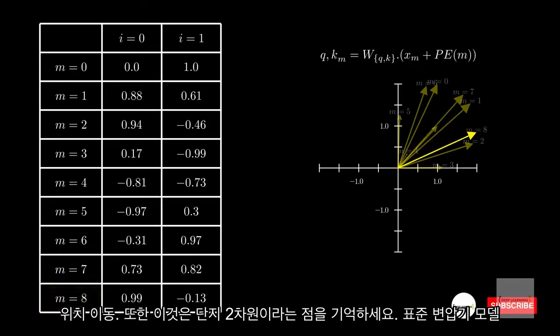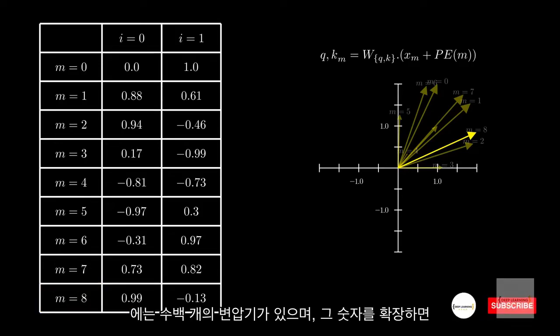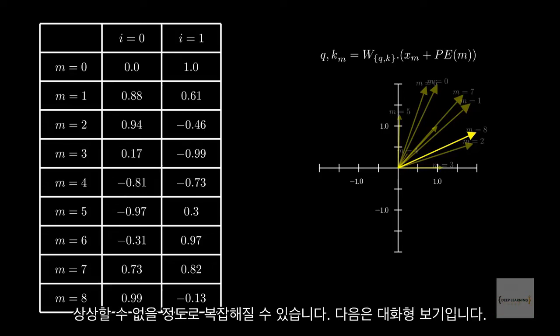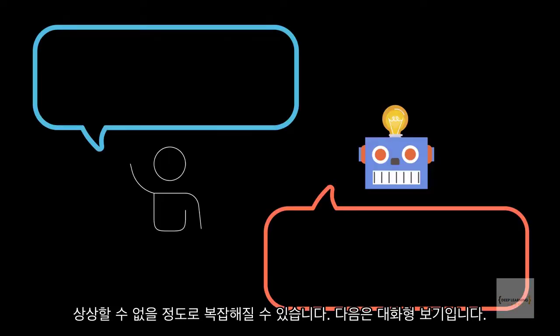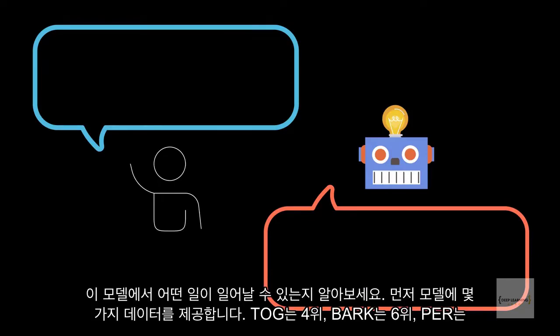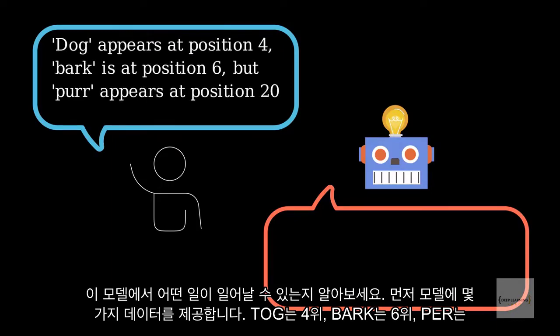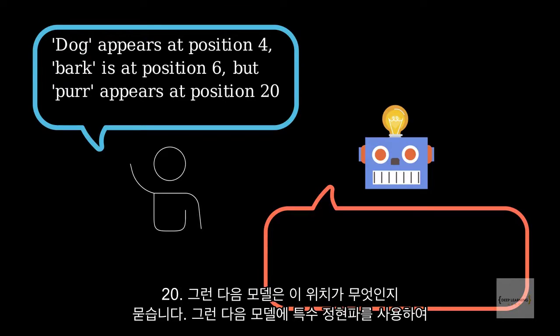Also remember, this is only 2 dimensions. Standard transformer models have hundreds of them, and things are probably getting unimaginably complex when you scale up to those numbers. Here's a more conversational view of what might be happening in this model. First, you give the model some data. The dog appears at position 4, bark at 6, and purr at 20.